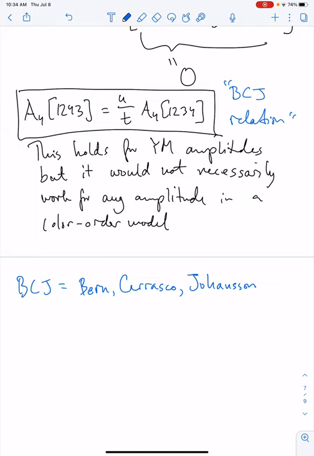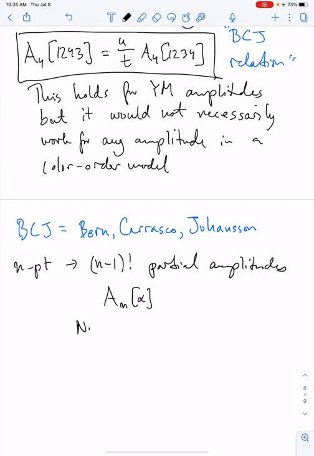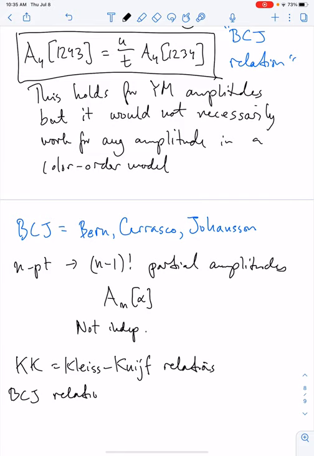Now, the BCJ relation that I list here is part of a set of different relations that amplitudes in Yang-Mills satisfy. So recall again that at n point, there are n minus 1 factorial partial amplitudes, or color-ordered amplitudes, for all these different orderings of alpha. And in particular, these are not independent. But in Yang-Mills theory, they satisfy a set of relations, and those relations are known as the KK relation, that stands for Kleiss-Kuijf, as well as these BCJ relations, for which we saw an example at 4 point.